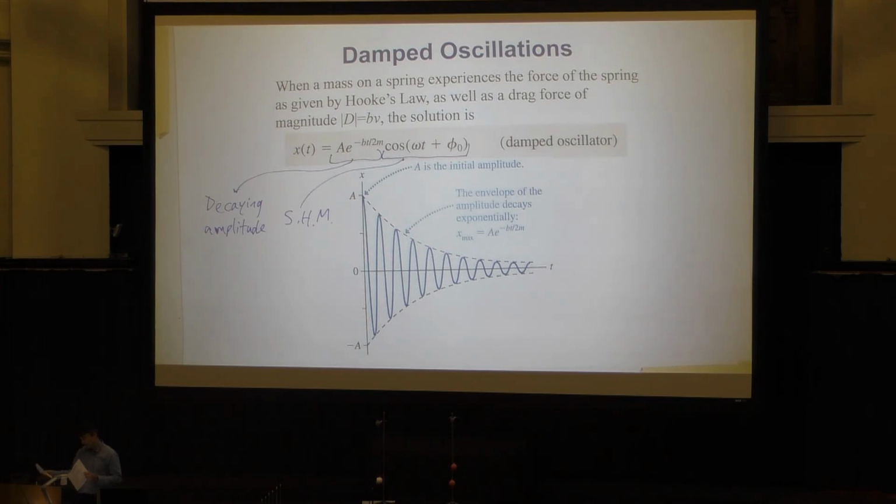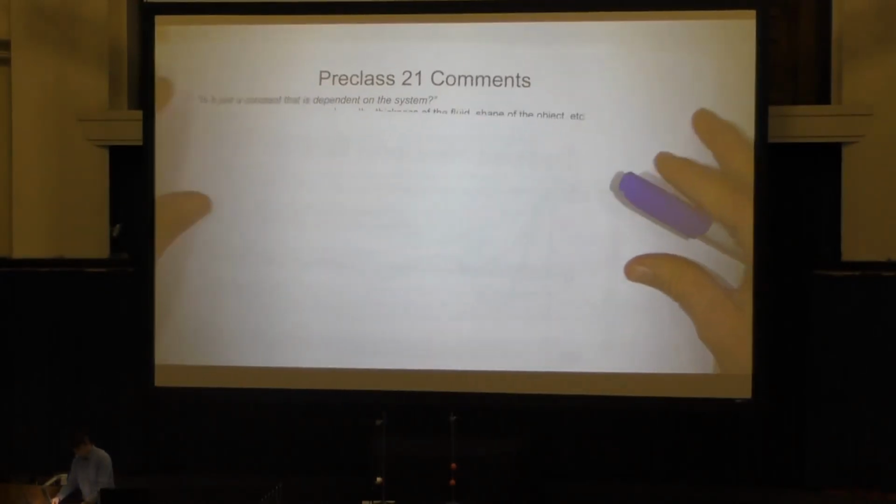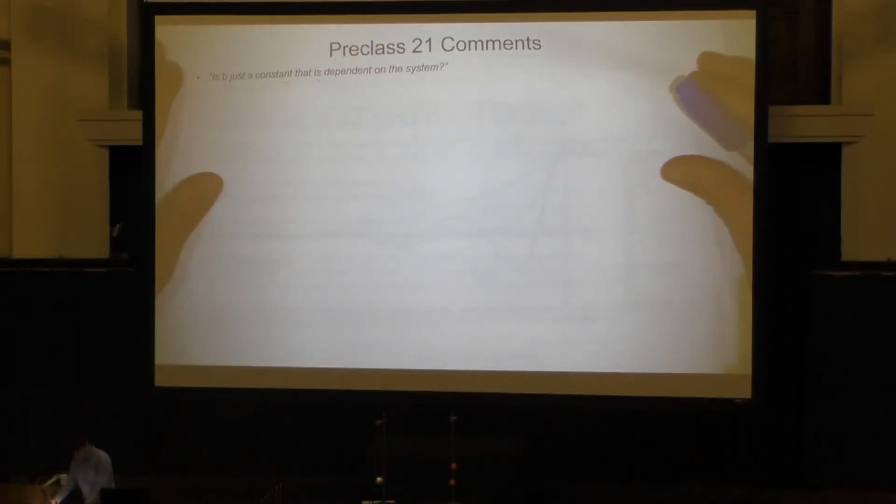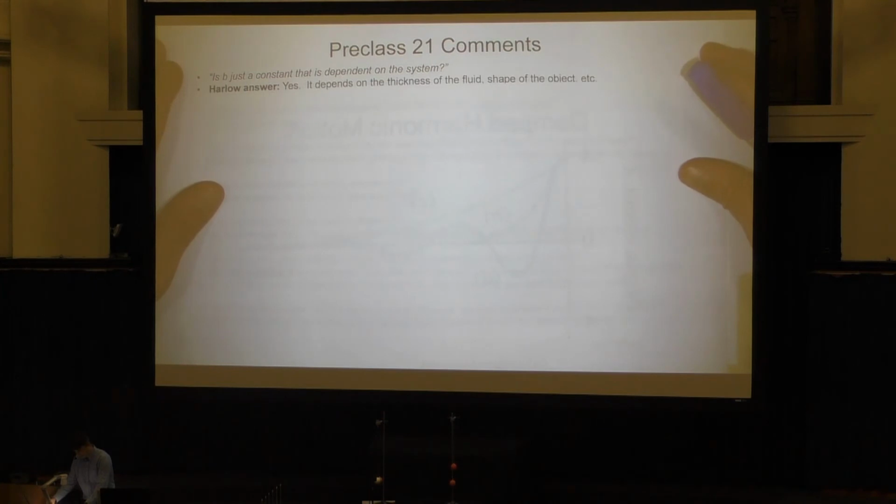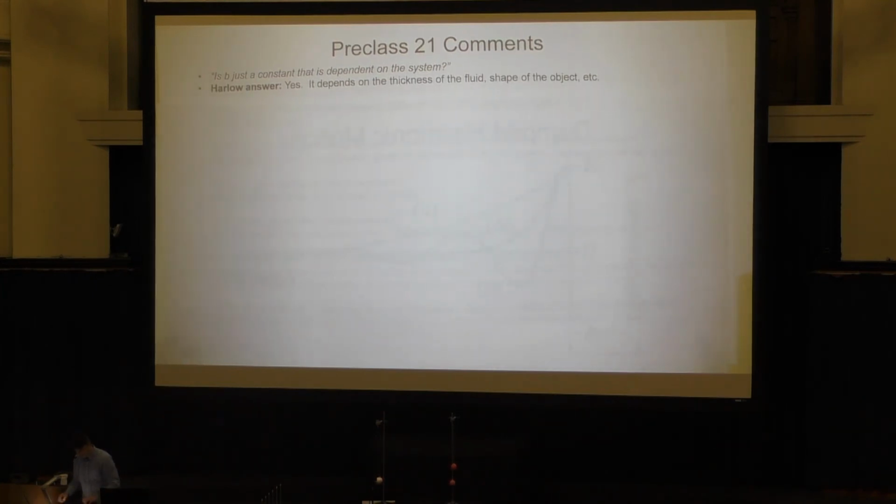Let me go through a little bit here of some questions from this morning. Is B just a constant that is dependent on the system? Yes. So B is the drag constant, I guess. It depends on the thickness of the fluid that you're going through. If it was air, it would be less than if it was water, for example. It depends on the shape of the object. Obviously a parachute or something, if it opens up, then your B is going to increase.